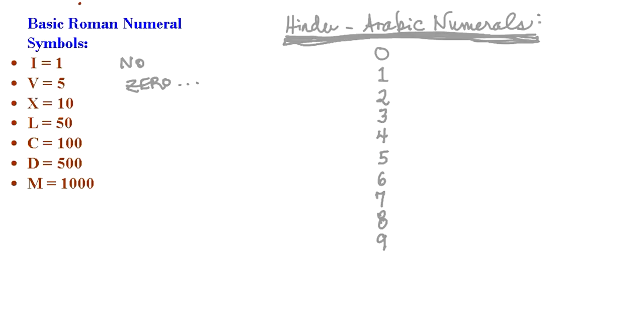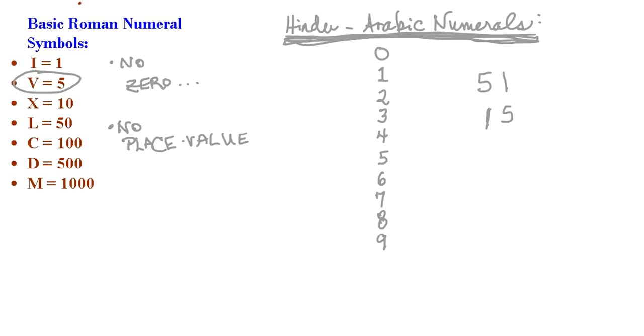Also, when we learn the basic Roman numeral symbol system rules, you're going to notice that we don't have place value. There's no place value in Roman numerals like we do in the Hindu Arabic. In other words, the V that represents 5 will always represent 5, the quantity 5.